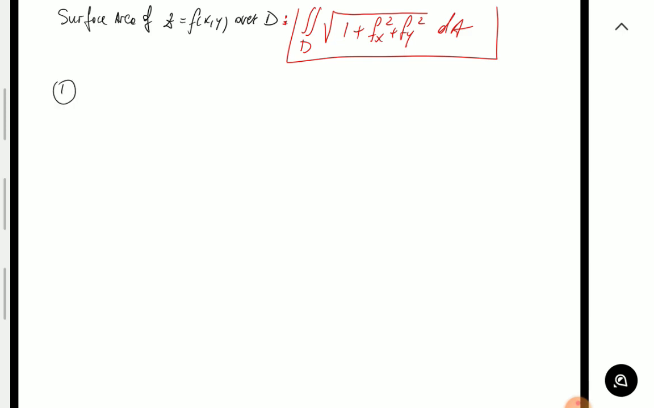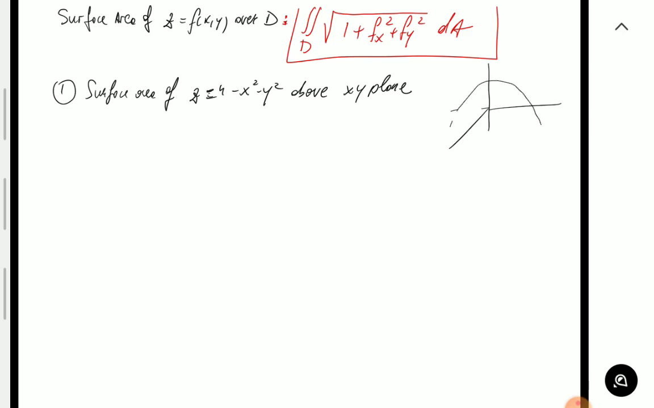So in my first example, let's find the surface area of the inverted paraboloid z equals 4 minus x squared minus y squared above the xy plane. So we need to establish the domain first. Sometimes you don't need to sketch, but in this case it's useful to maybe sketch it a little bit like that.